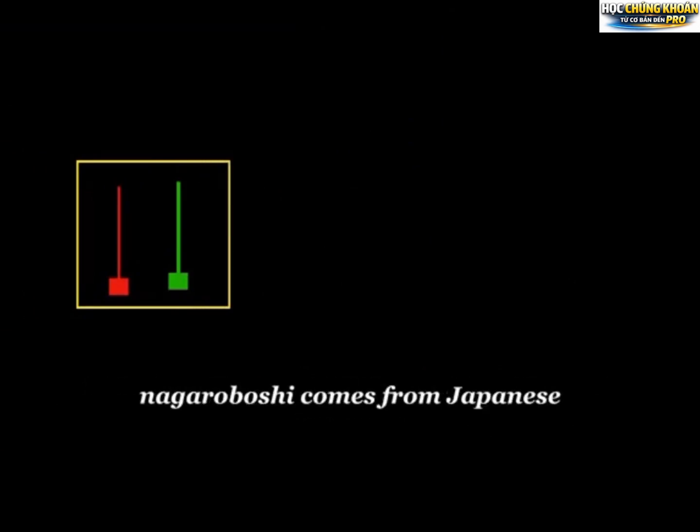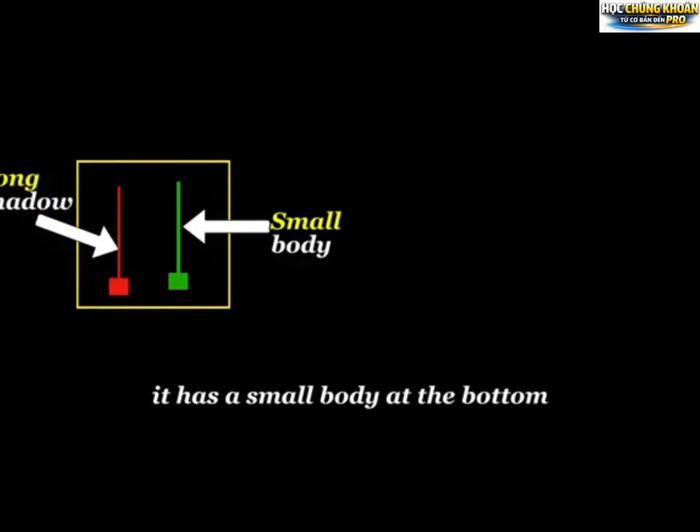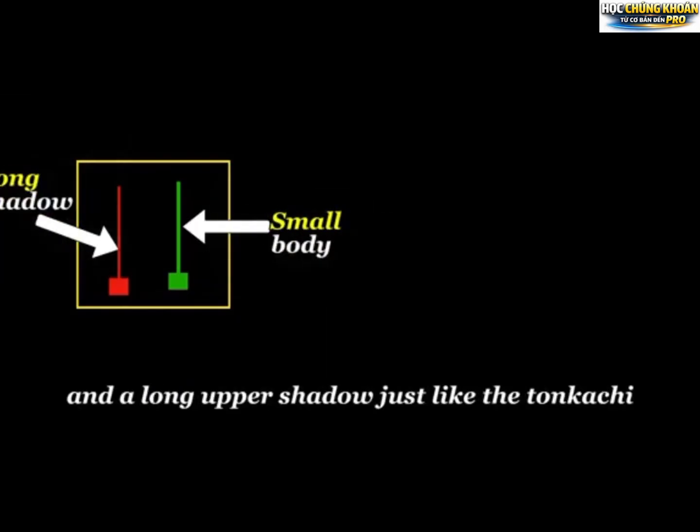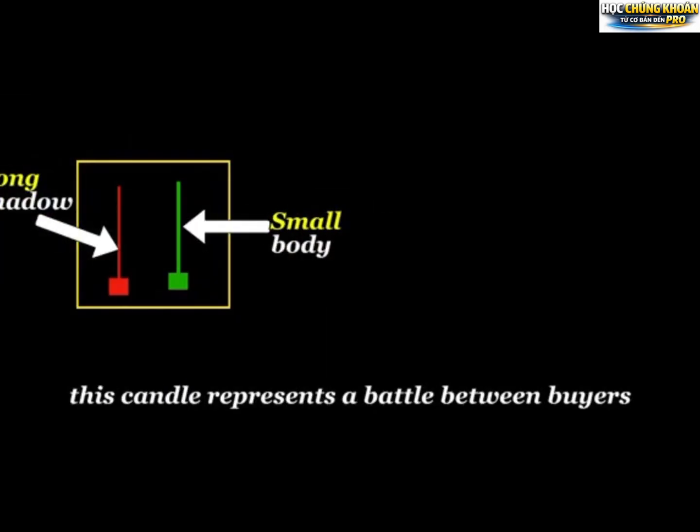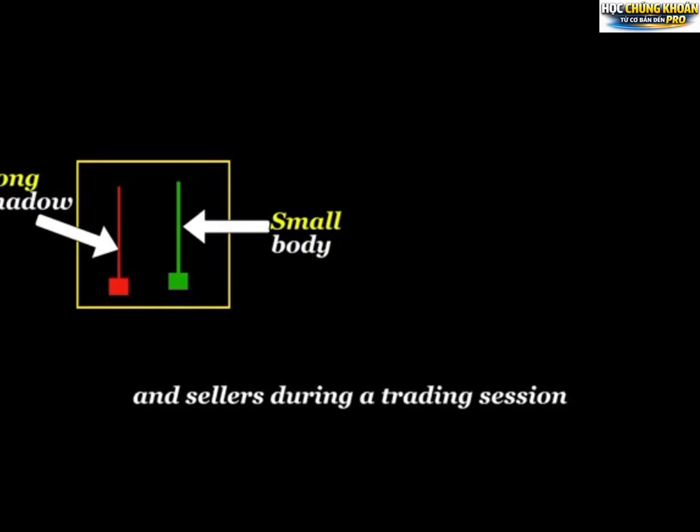Now let's look at the opposite version of the tonkachi, called nagaraboshi. The word nagaraboshi comes from Japanese, and it means falling star or shooting star. This candlestick has the opposite shape of the tonkachi. It has a small body at the bottom and a long upper shadow. Just like the tonkachi, this candle represents a battle between buyers and sellers during a trading session.